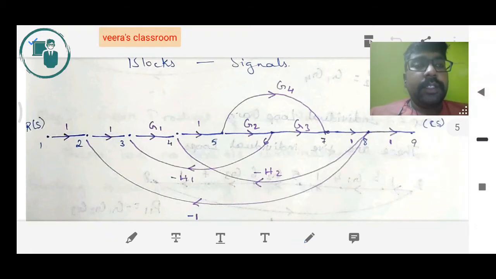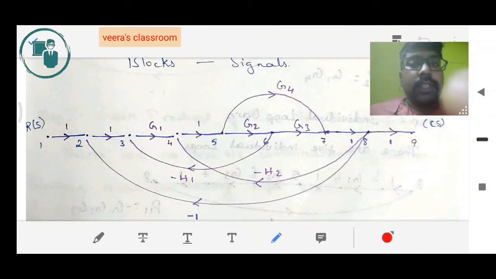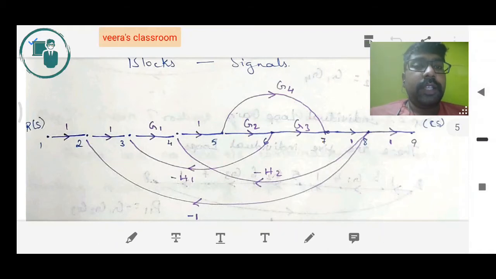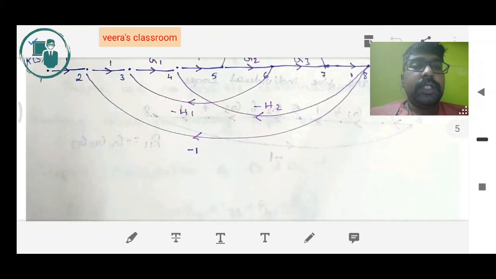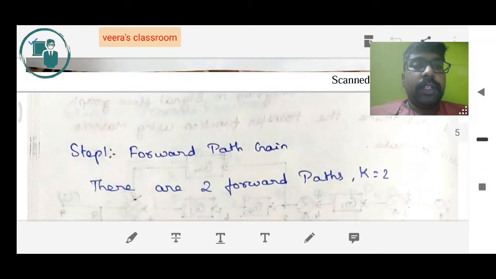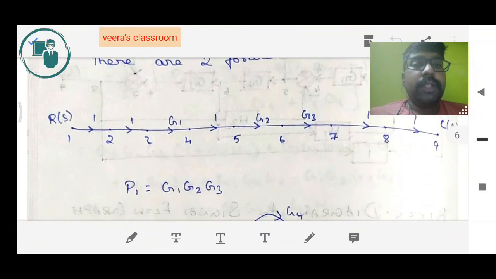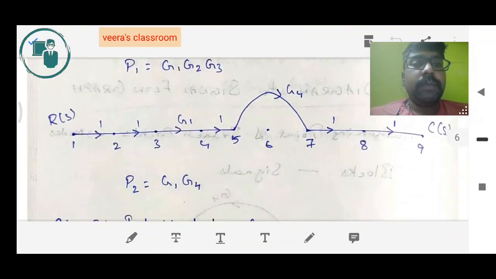So we have another forward path. It starts from 1, goes to 2, 3, 4, 5, then jumps to 7 and 8, 9. So we have 2 forward paths. The gain of forward path 1 is G1, G2, G3. The gain of forward path 2 is G1, G4. So the value of K is 2. I have written the gains P1 equal to G1, G2, G3, and P2 equal to G1, G4.